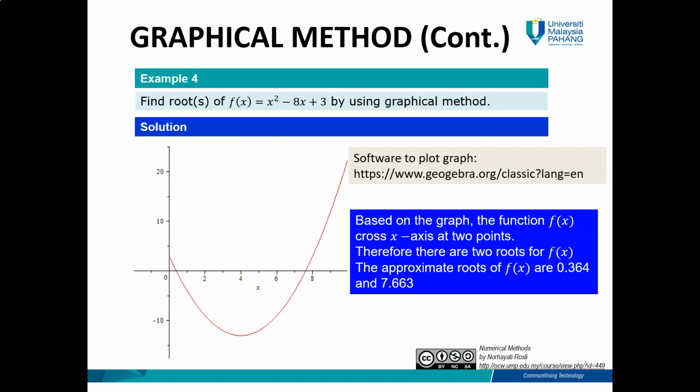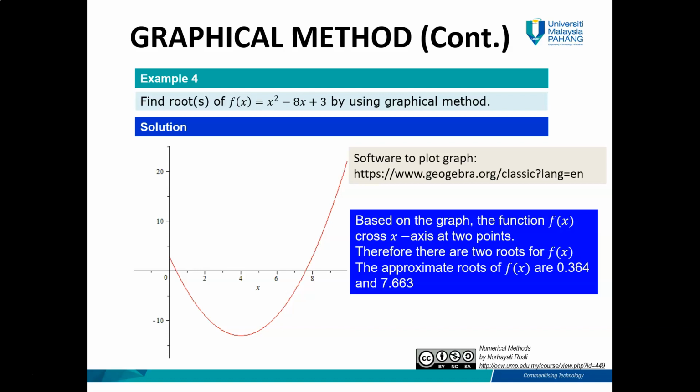Class, we go to this example 4. You need to find roots of equation f(x) = x squared minus 8x plus 3 by using graphical method. Of course, the first step here, you need to know how to plot a graph. I will show you how to plot a graph manually later, but class, nowadays we have a lot of software in plotting graph. So now, we will use software.